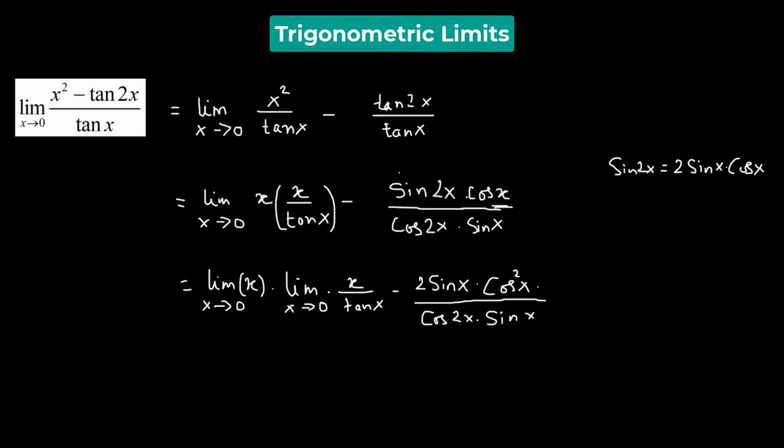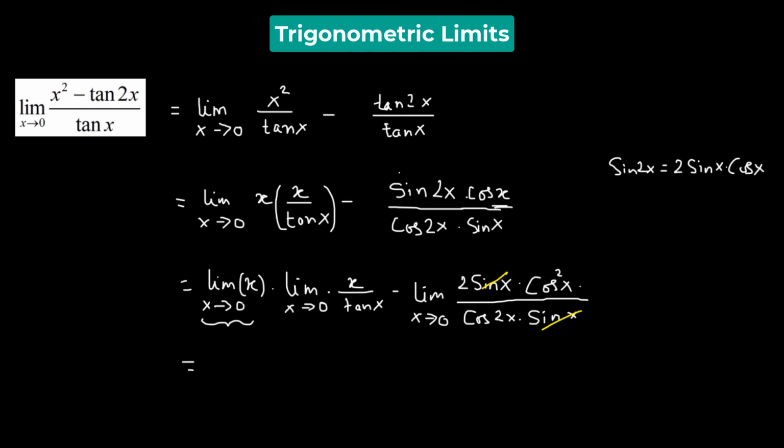Here there's one more thing that we need to do. We have to apply the limiting value here as well. So we have limit x tending to 0. There is a sine x in both the numerator and the denominator, so that gets cancelled out. So the limiting value of x when x tends to 0 is going to be equal to 0. And as per our definition, the limiting value of x over tan x is equal to 1 minus 2 times the limit x tending to 0 of cosine squared x over cosine of 2x.